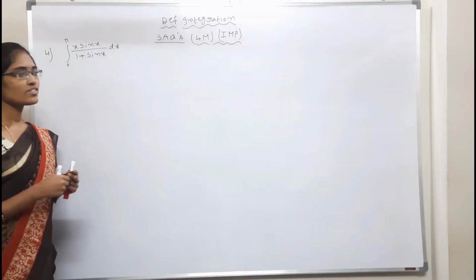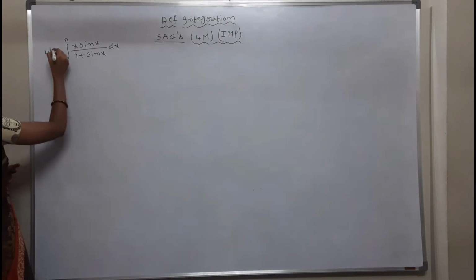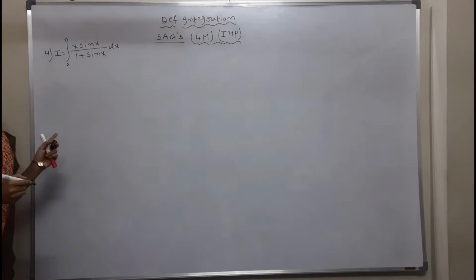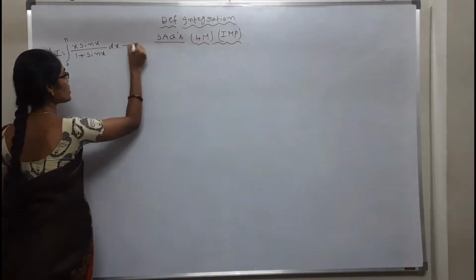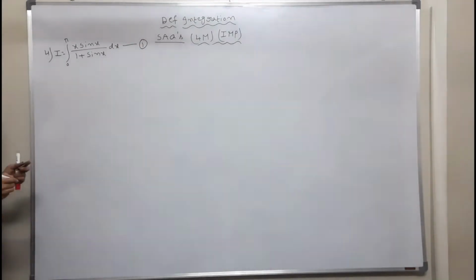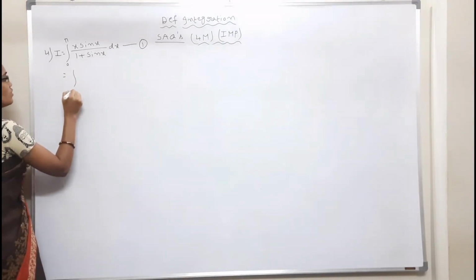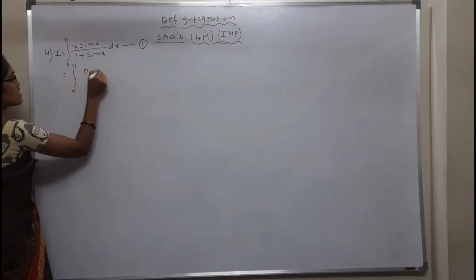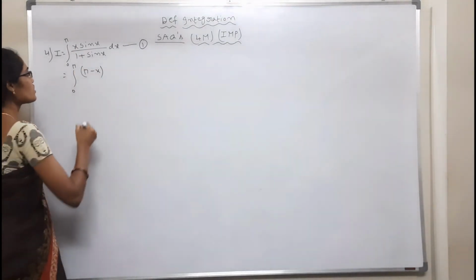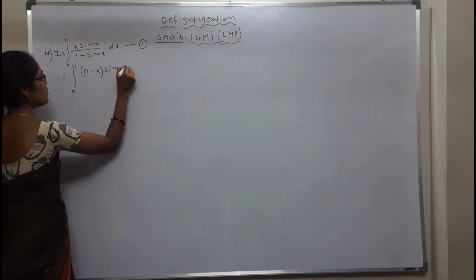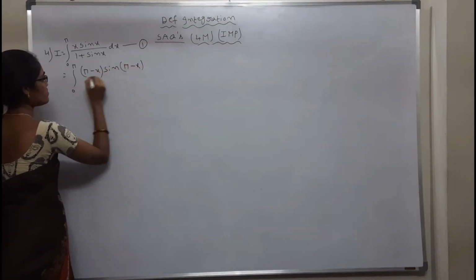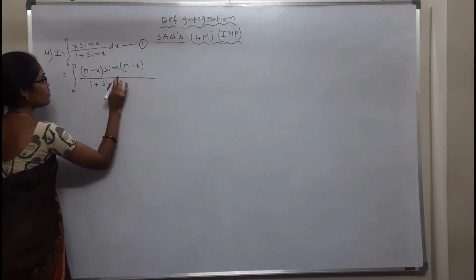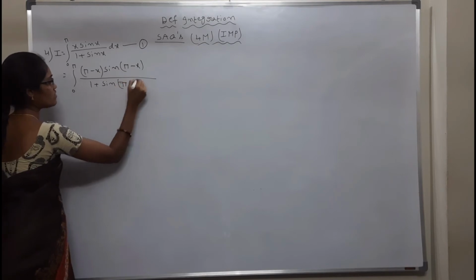Definite integration, SAQs, extra continuation, fourth one. Consider this question: integral 0 to pi x sin x by 1 plus sin x dx. First, consider this our question as equation 1. Next, that is equal to integral 0 to pi. In this x place you have to substitute pi minus x, upper limit plus lower limit minus x. Sin of pi minus x by 1 plus sin of pi minus x.